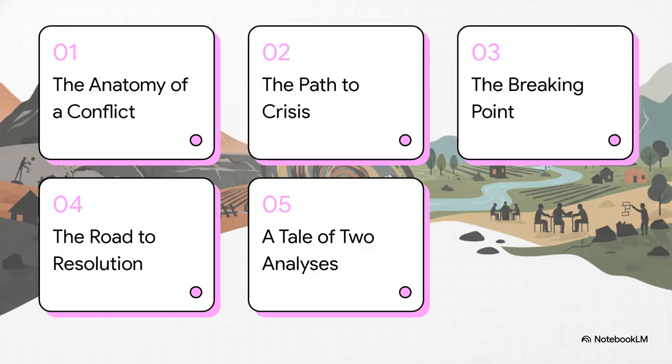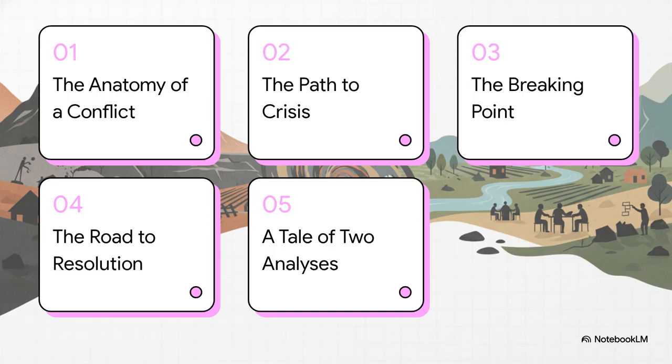So here's our game plan. We're going to break this down into 5 parts. First, we'll look at the basic shape of any conflict. Then, we'll trace that scary path up to a crisis. We'll stand right at the breaking point, and then we'll map out the tough road back to a resolution. And we'll wrap it all up with a really key idea for how to think about this whole thing.